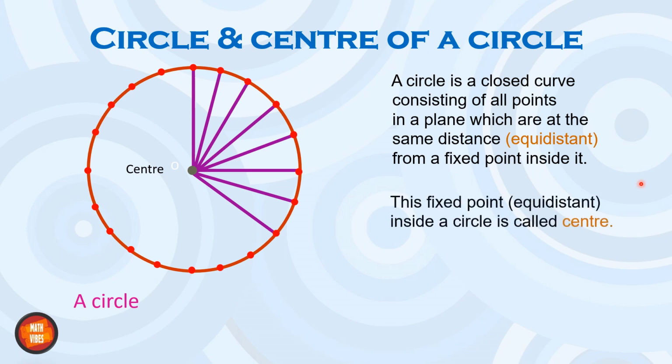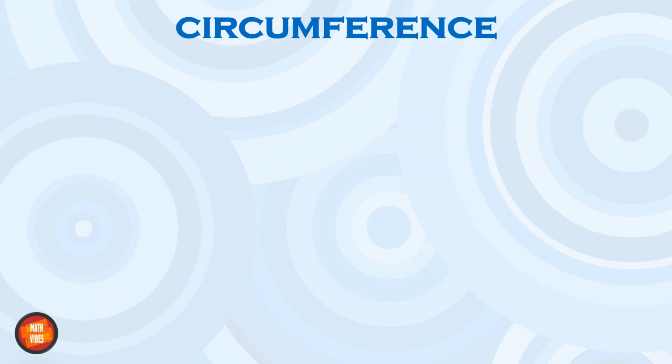So the fixed point inside a circle is called the center of the circle. The fixed point from which you have drawn the circle, we call it the center of the circle, right? And a circle has one and only one center. A circle can have only one center, right? Why? Because when you draw it using a compass, only if you keep it at one point will you be able to draw a circle, not otherwise. So a circle has one and only one center.